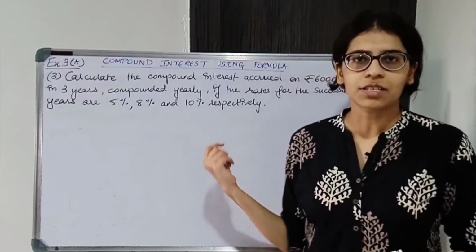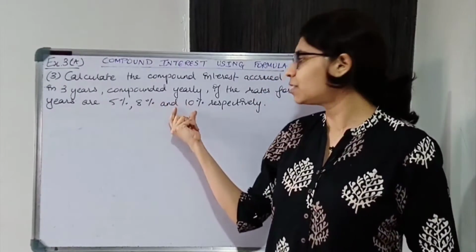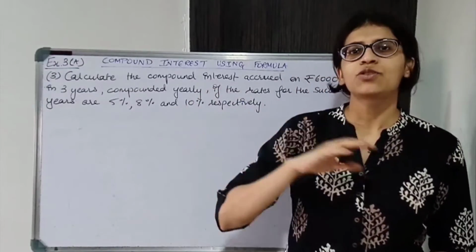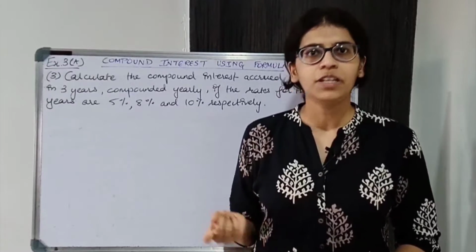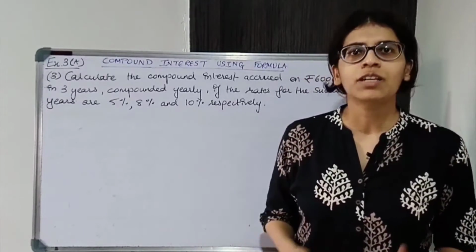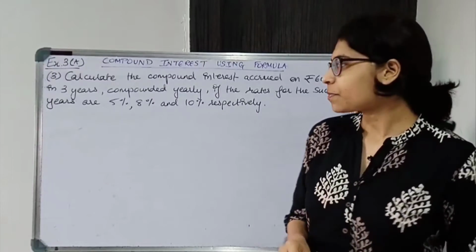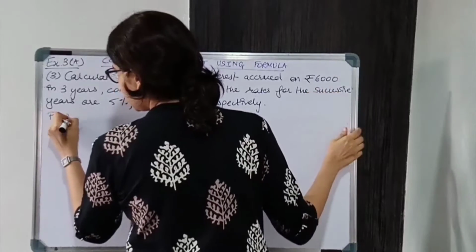So successive years, that is first year का 5%, second year का 8% and third year का 10% है, okay? So यहाँ पे the rates of interest are different. So we'll use that modified formula, okay? We'll not use the standard formula that we use. So first we'll write down the given information and then start with the solution. So principal is given, it is 6,000, okay? P is rupees 6,000.